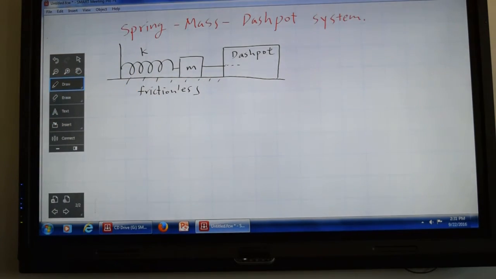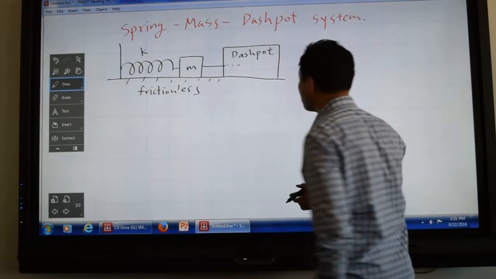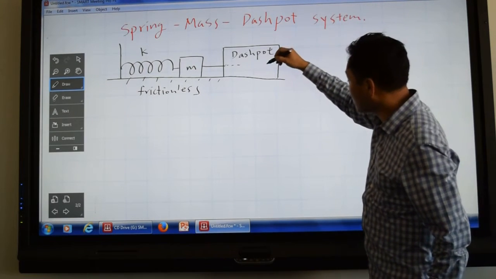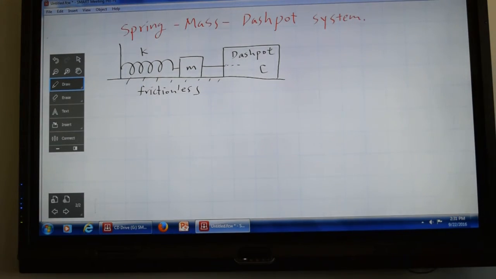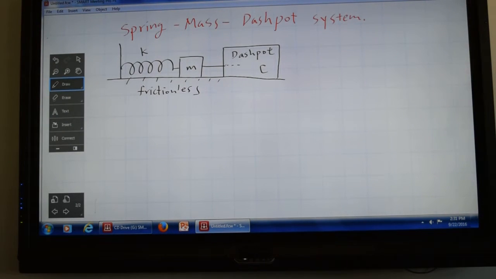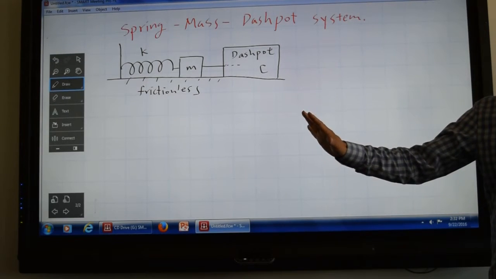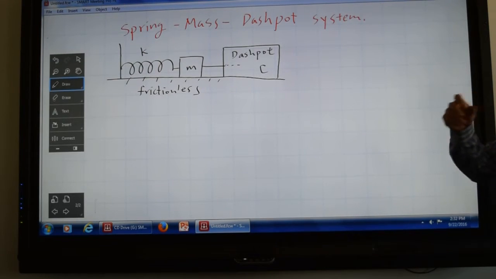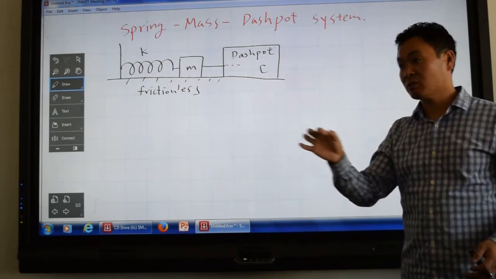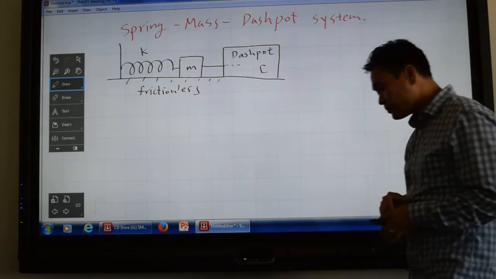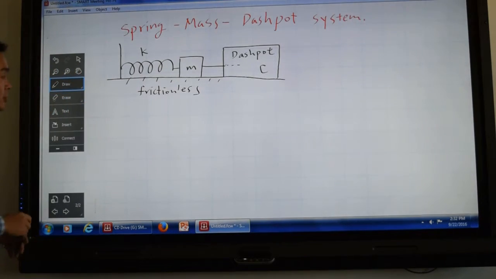This is frictionless, and the only friction is provided by the dashpot, and we will talk about the friction coefficient as C. So C is a friction coefficient. Okay, and what we want to do is push the block in one direction and release it, and then what's going to happen? It's going to swing back and forth, right? And eventually, because it has friction, it's going to stabilize to almost zero. So it's going to come back to the equilibrium. Okay. So that's our system.